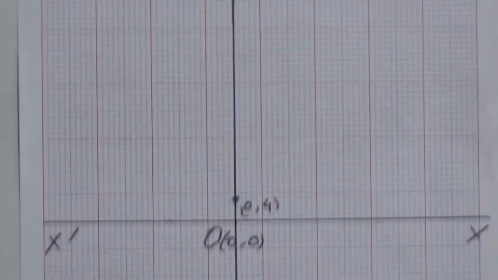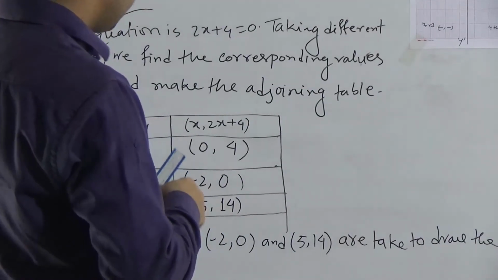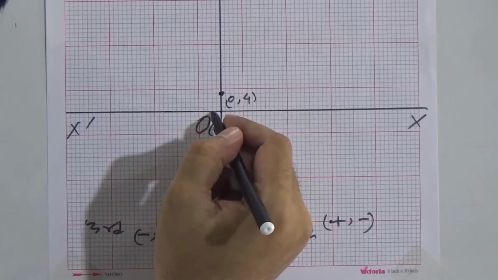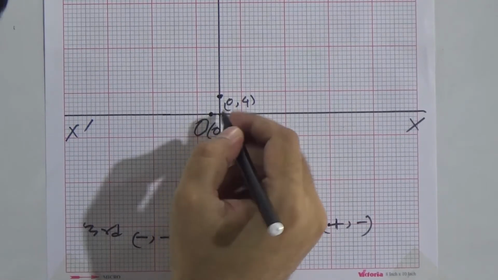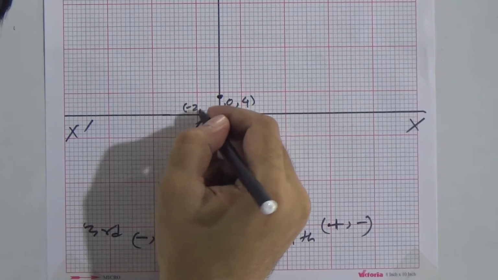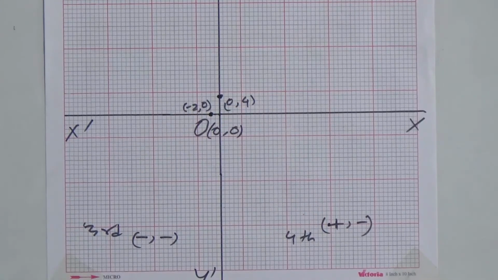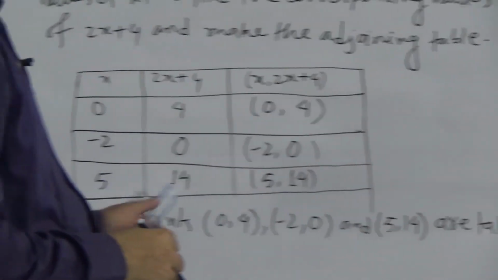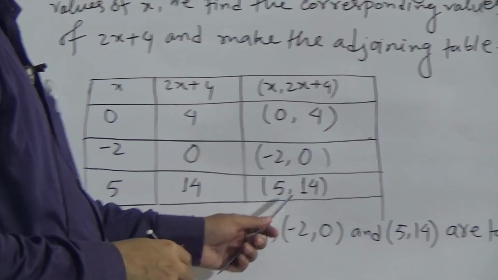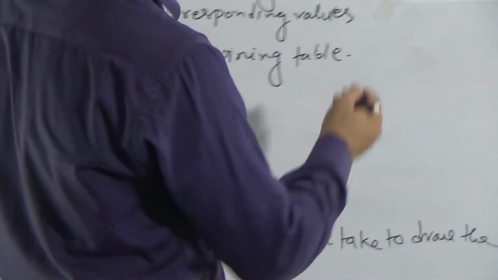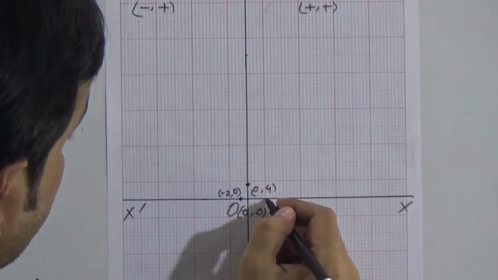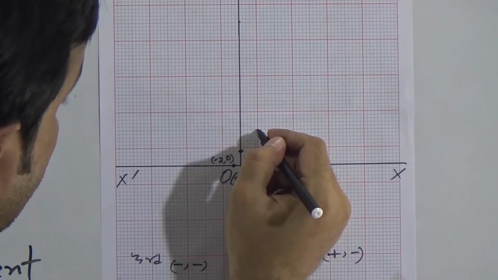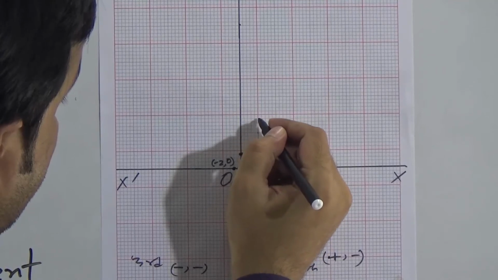Okay, now the next point, minus 2, 0. Come to minus 2, as the left side is negative. That is minus 2, and as y is 0, this will be the point minus 2, 0. Now the next point is 5, 14. We can show 5 along the x-axis, and 14 is 5, 10, 15. So here is 14.